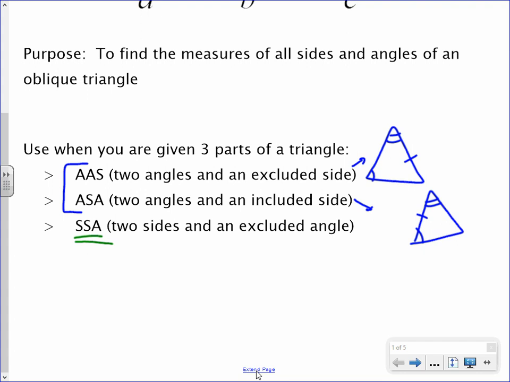You just said that one right there. Yeah. Okay. Remember, law of cosines has some rules too that aren't up here.